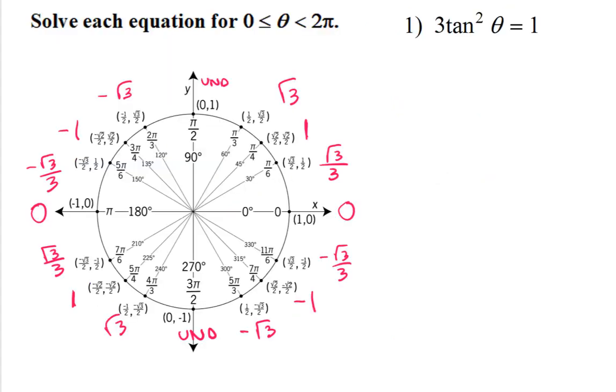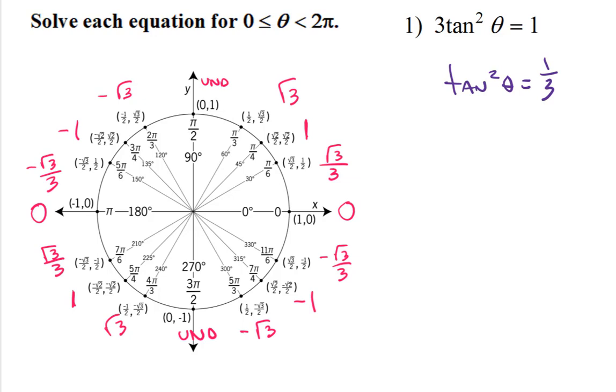Now this is just going to be like the first warm-up problem. We're being asked to solve this equation from 0 to 2 pi, including 0, and we've got 3 tangent squared theta equals 1. So with this, you'll start by dividing both sides by 3. So you have tan squared theta equals 1/3.